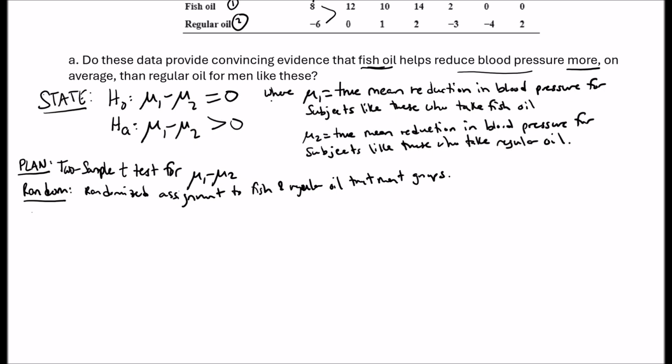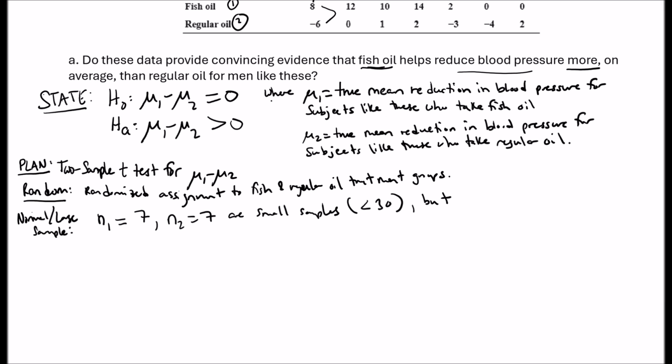All right, so the next thing we're going to check is the normal large sample condition. Let's check here. We got n1 is equal to how many? 7 each, right? Those are small samples, meaning less than 30.